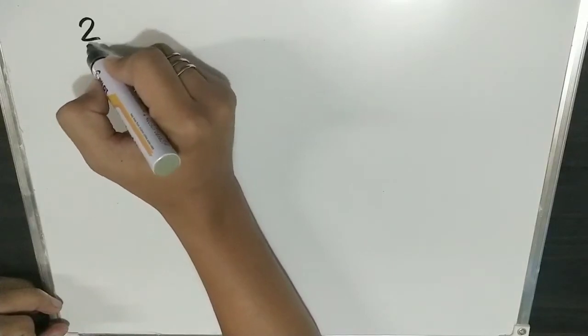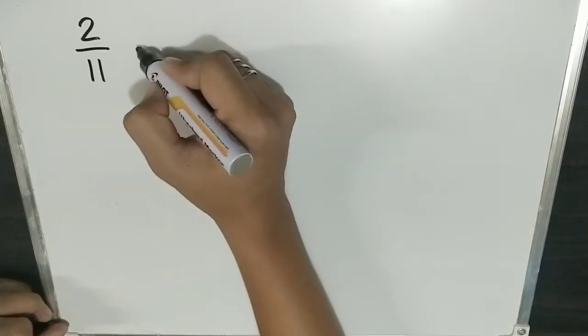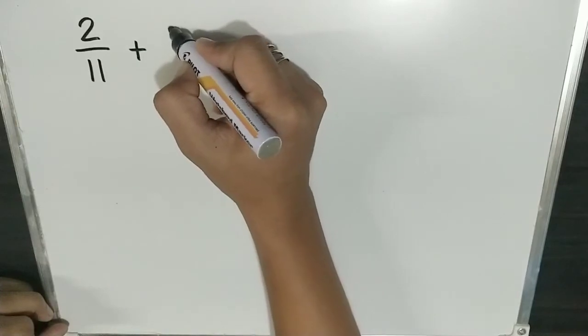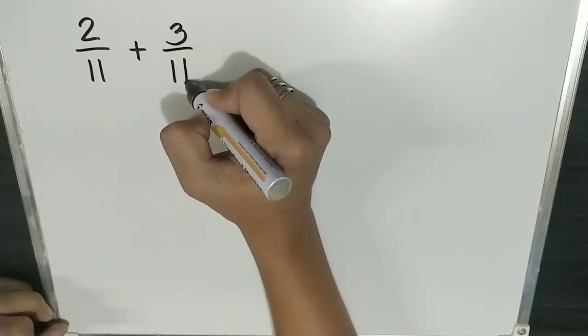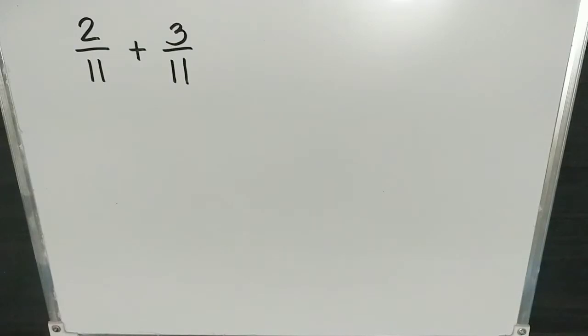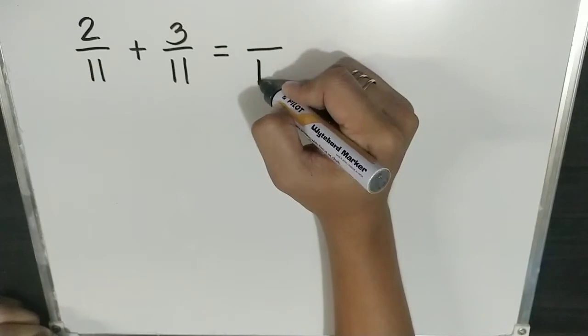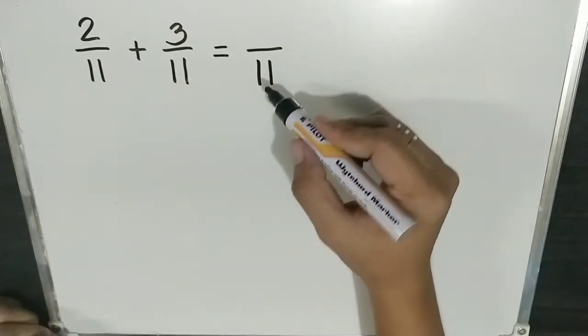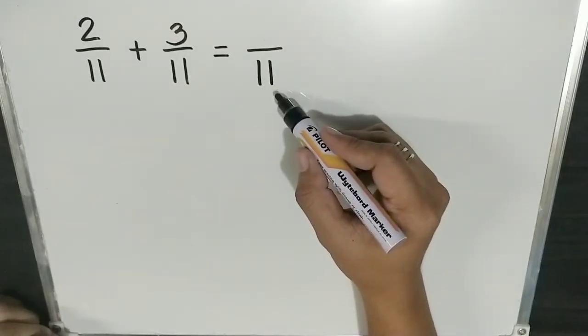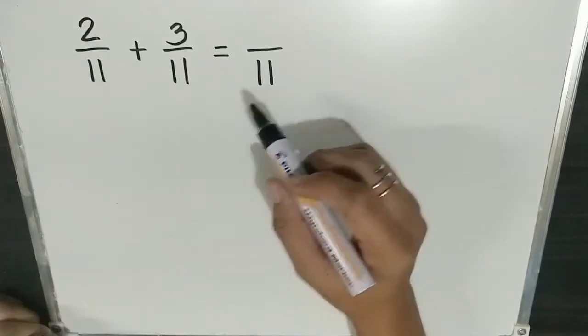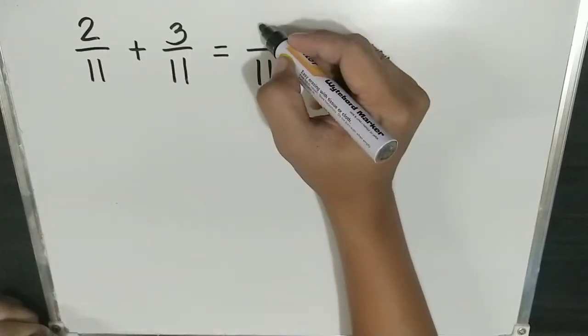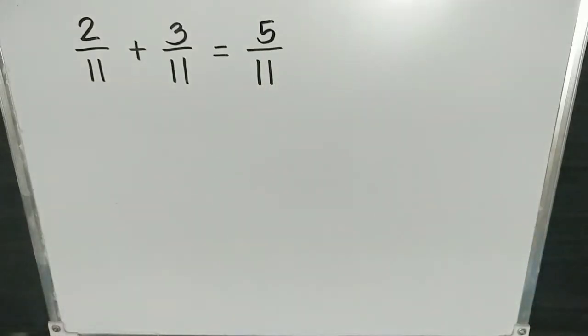For example, we have the fractions 2 over 11 plus 3 over 11. Okay, so these are fractions with the same denominator. So in adding these fractions, we have to copy the common denominator. Okay, very easy. Then we will add the numerators. 2 plus 3, that is 5.